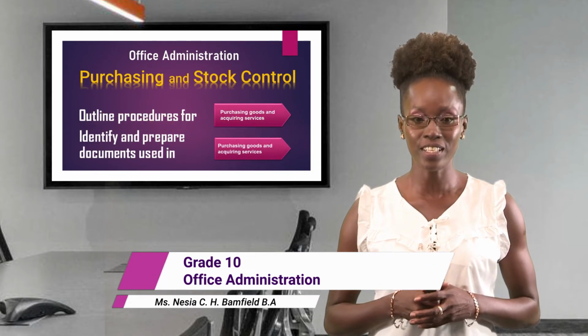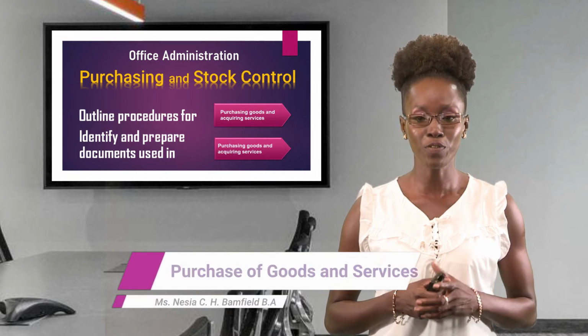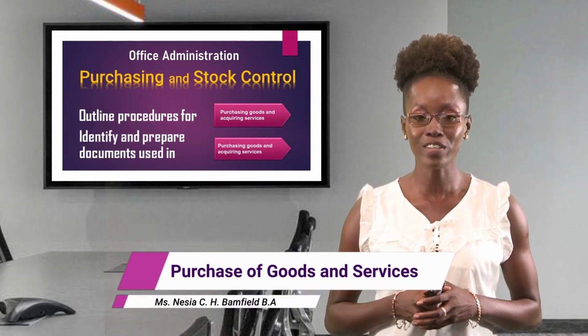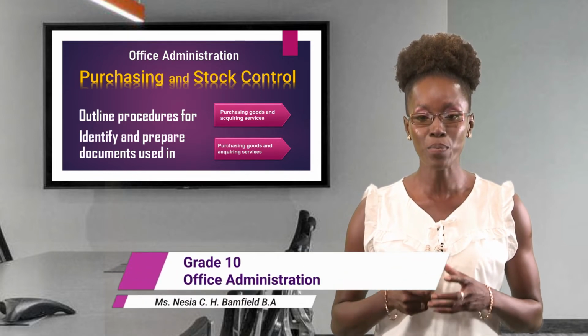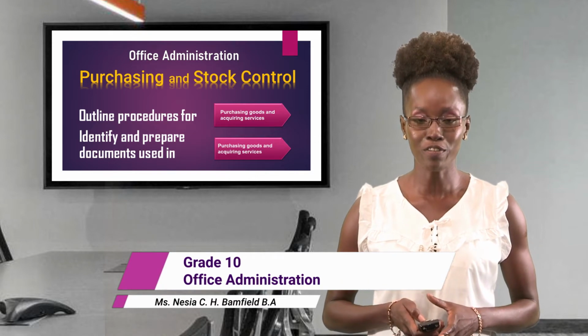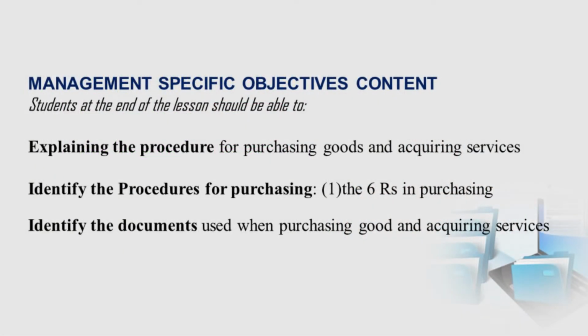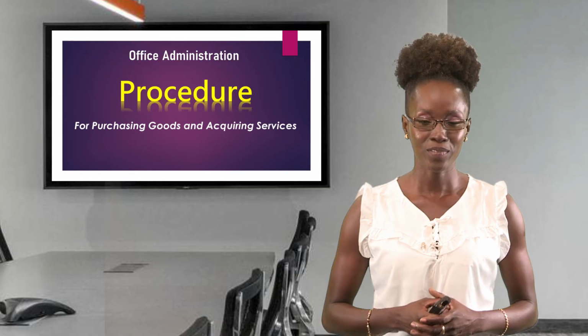Our objectives for today are to outline procedures for purchasing goods and acquiring services, and identifying and preparing documents used in purchasing goods and acquiring services. At the end of today's lesson, you should be able to explain the procedure for purchasing goods and acquiring services, identify the procedures for purchasing, that is, the 6 R's in purchasing, and identify the documents used when purchasing goods and acquiring services. Let us begin.